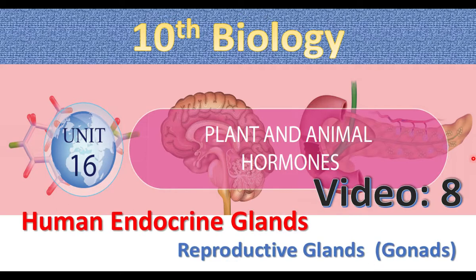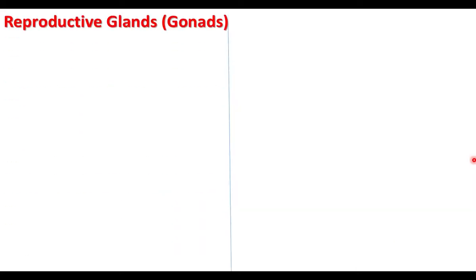Already we have discussed some of the endocrine glands. In this part, we are going to discuss the reproductive glands. Gonads are the reproductive glands. Gonads are reproductive organs. The reproductive organs also function as endocrine glands, so they are called reproductive glands.